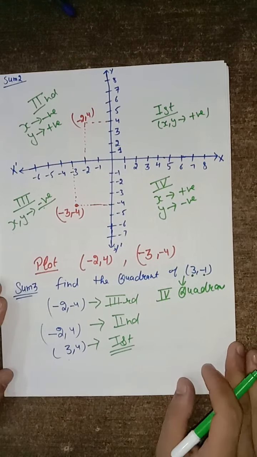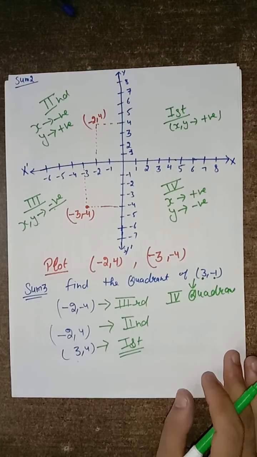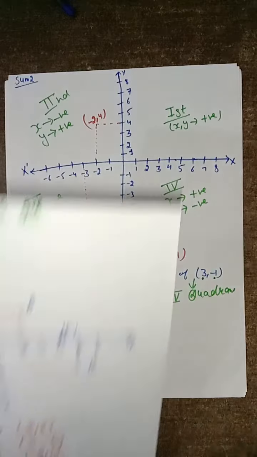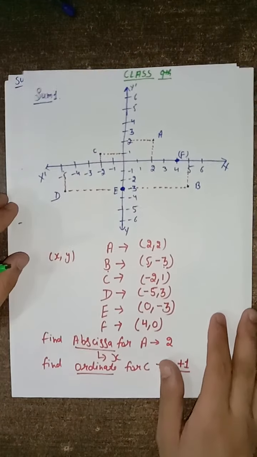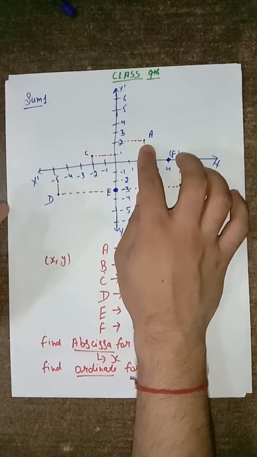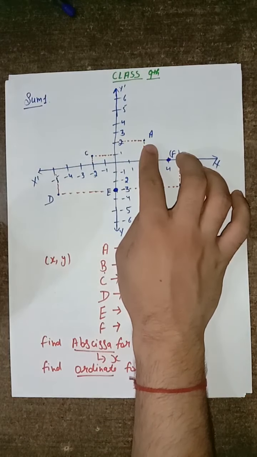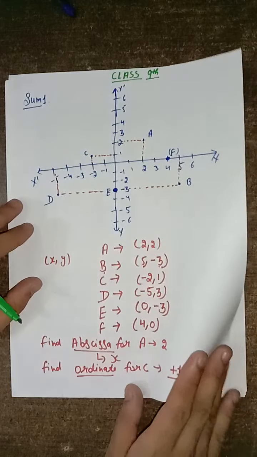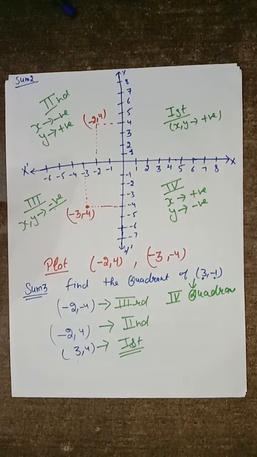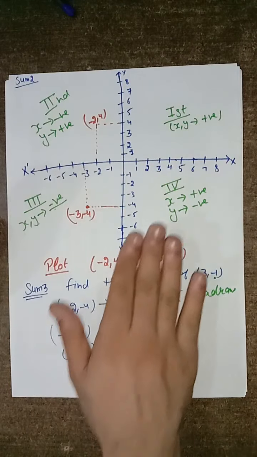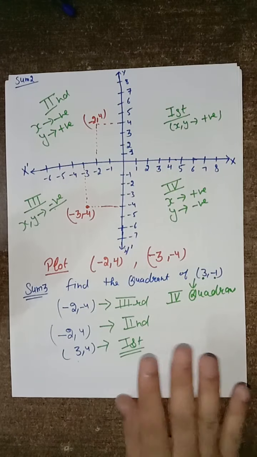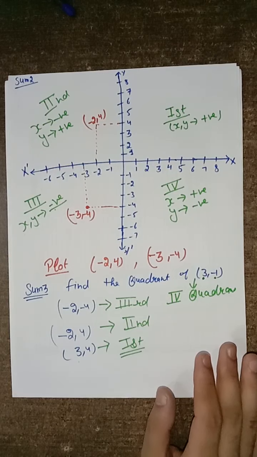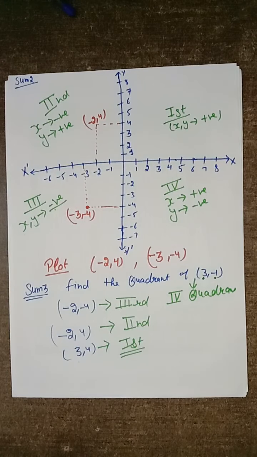Okay student, in exercise 3.2 we have only this type of question. One question is to tell the coordinates or abscissa or ordinates of any point which is plotted on a Cartesian plane. And second question type is to plot the point on Cartesian plane. And third type question is find the quadrant or axis of points.